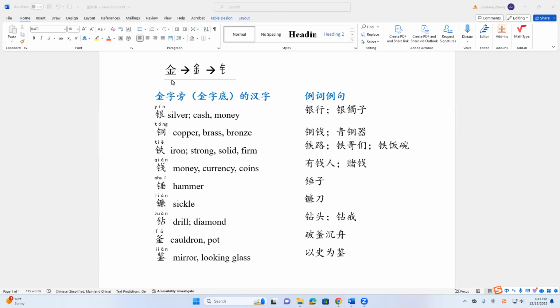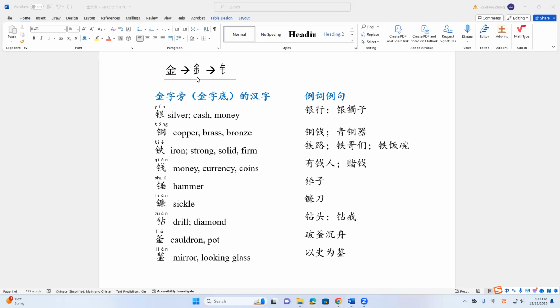金 is metal, or silver, or cash. Originally its meaning is metal. Because of that, anything that is made of metal may have the radical of 金. When you look at this one, that's the full form of it. When you squeeze it and make it sideways, it becomes a radical.